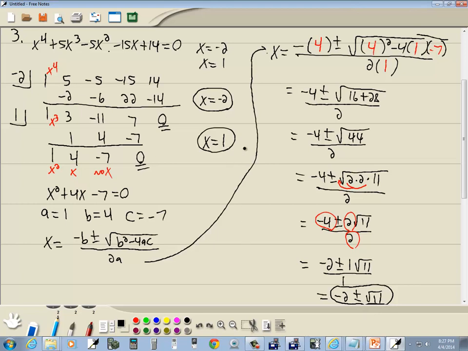Now, we circle 2 answers up here. The plus or minus here accounts for our other 2 answers. So that gives us our 4 answers we were looking for.